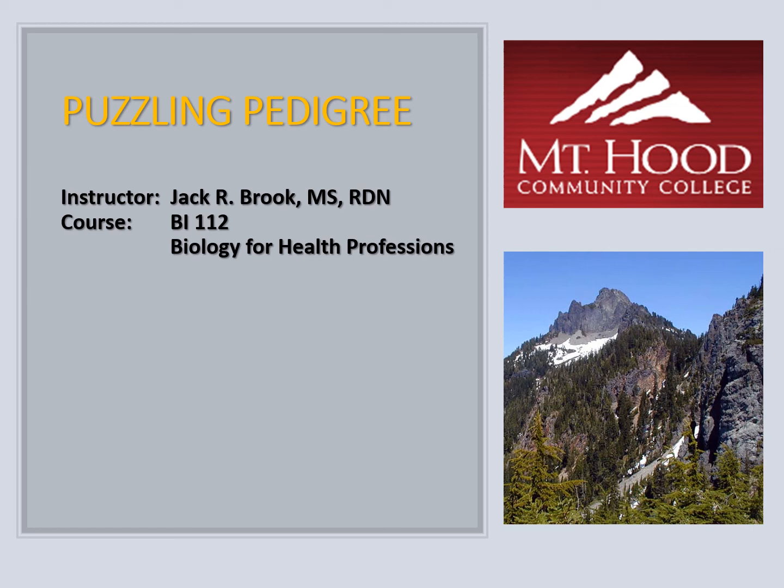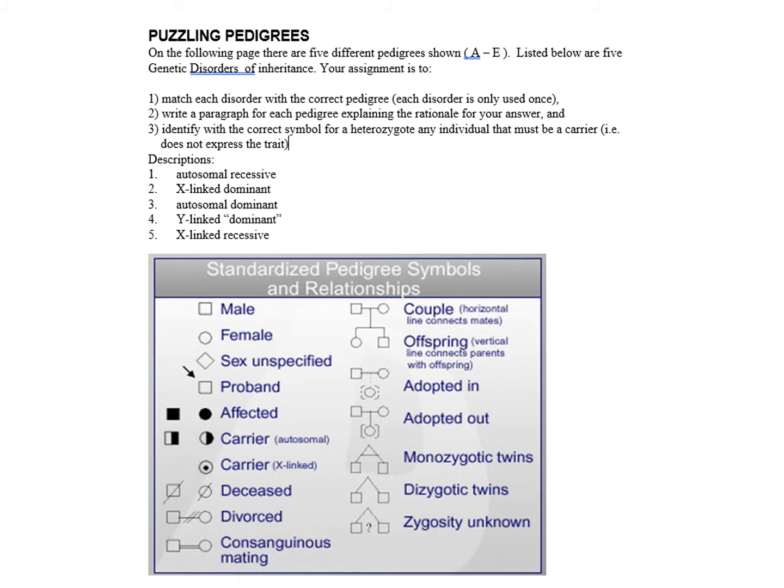This video is an overview of the puzzling pedigree assignment for BI 112 students at Mount Hood Community College. Looking at the puzzling pedigree, the first section requires you to look at a set of pedigrees and match the disorder with the correct type of pedigree.